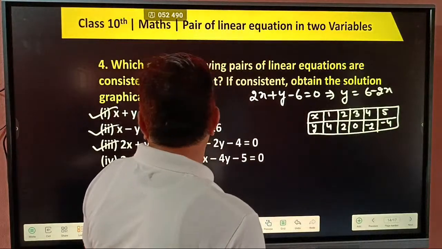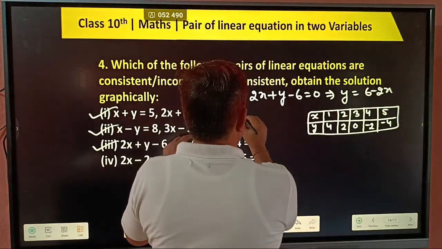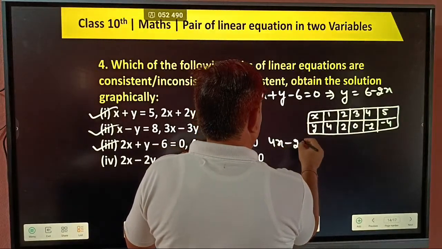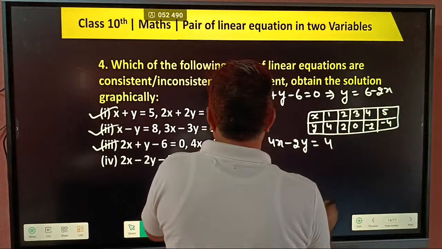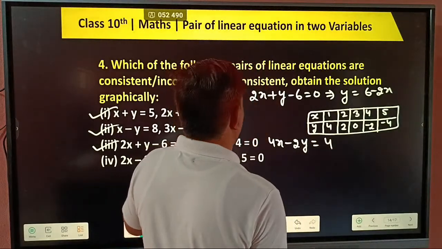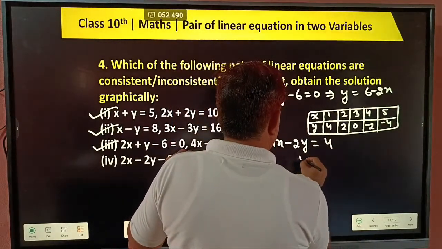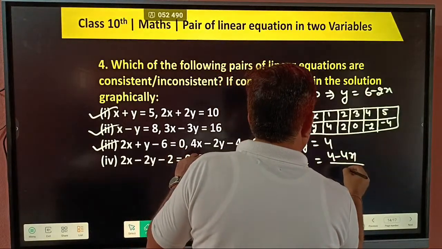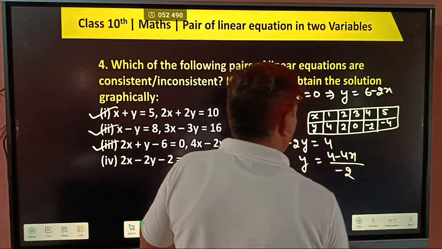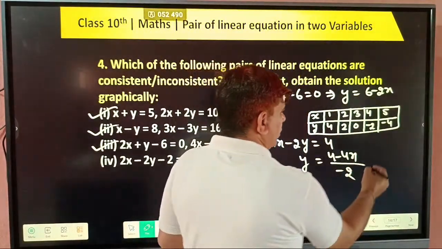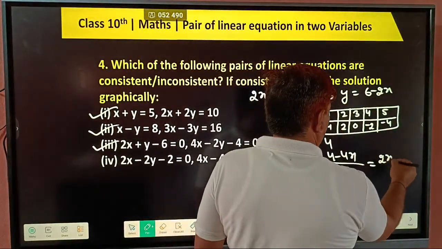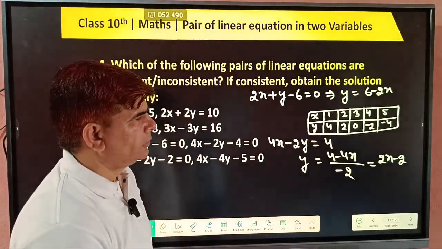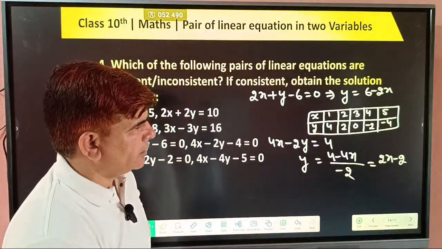Then second equation, what second equation? Second is this, 4x minus 2y is equal to 4 we can take. Then what's y equal to? 4 minus 4x by minus 2. Understood? So this what's become? This becomes 2x minus 2.